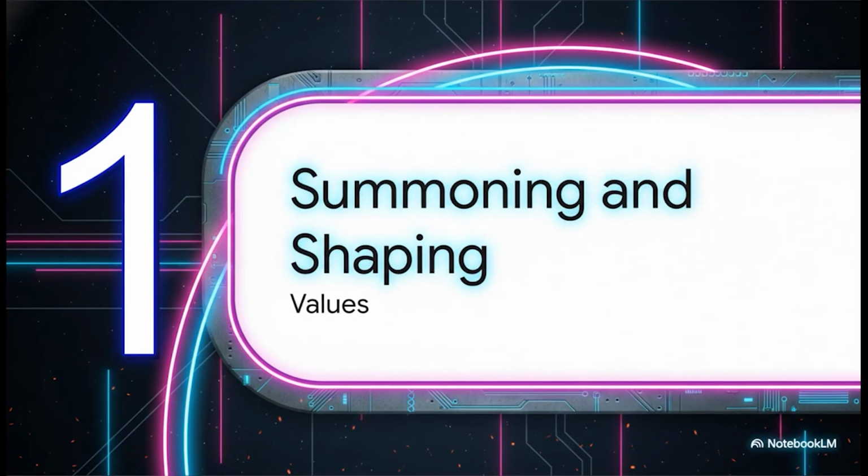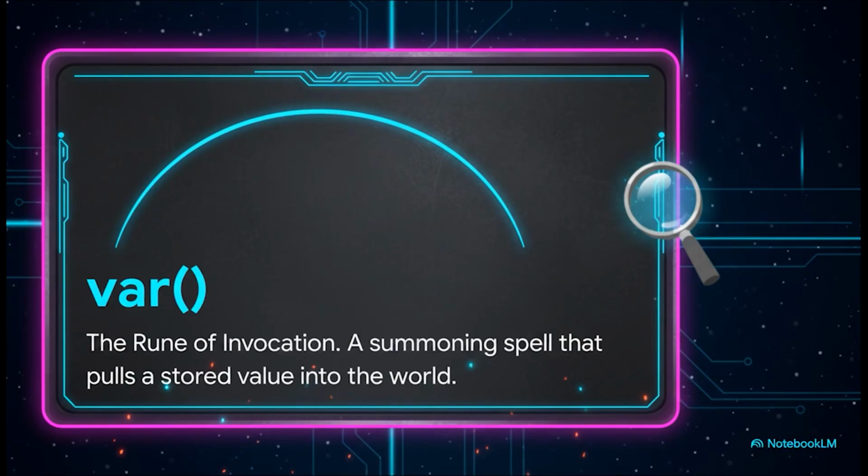Our journey into the Forge starts with two basic actions: summoning our raw materials and then shaping them with precision. Let's get to it. First up is var. We're going to call this the rune of invocation. I want you to think of it not just as a variable, but more like a summoning spell. You call its name and poof, it brings a stored value right where you need it.